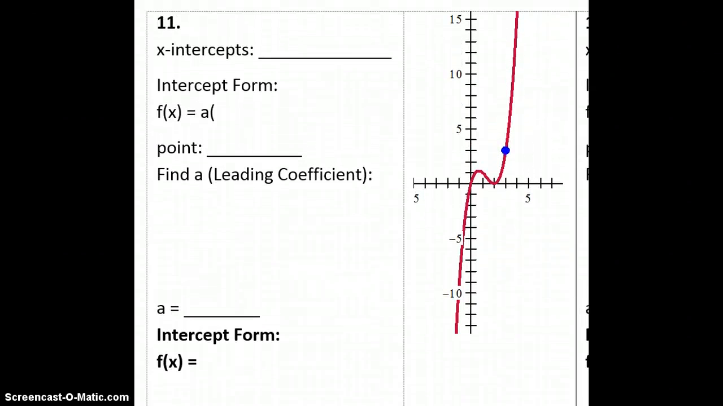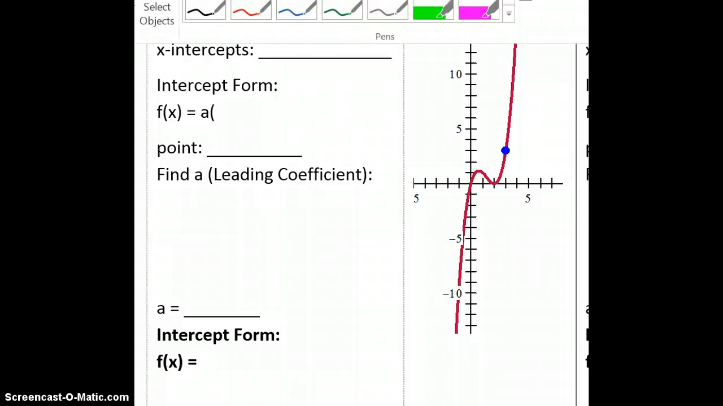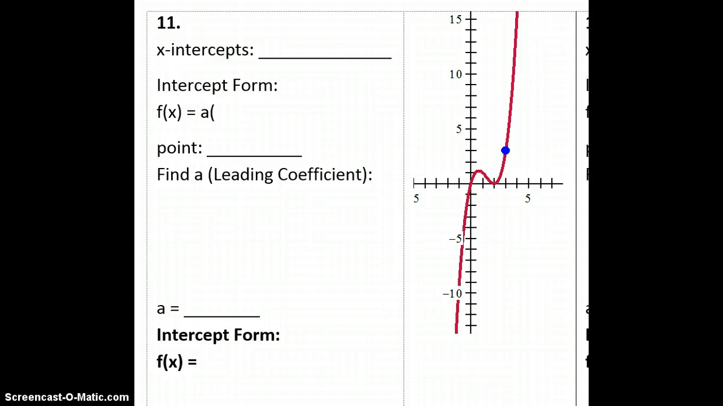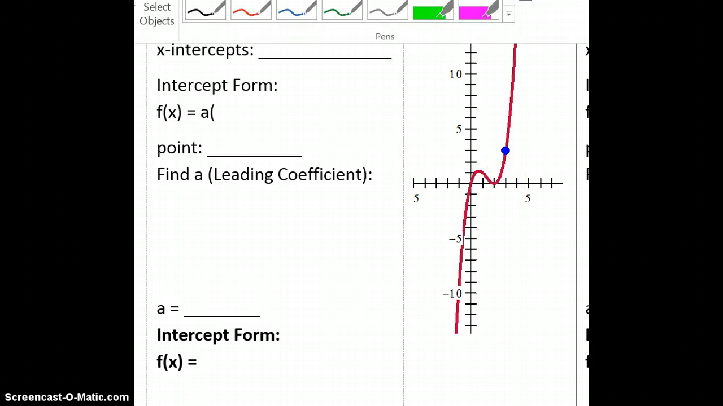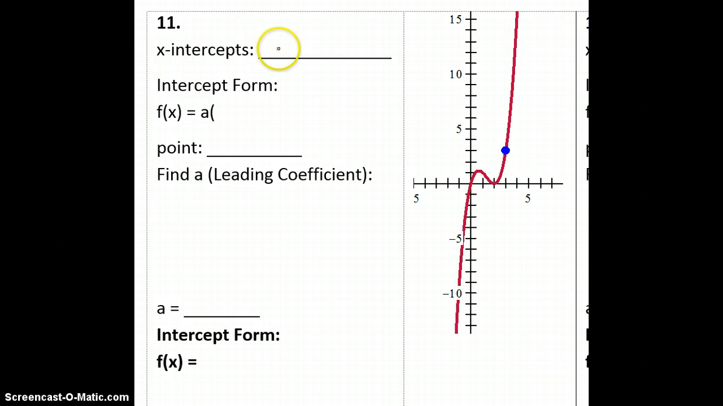Okay, so on number 11, we're going to go through the exact same process. And we have x-intercepts, and they are at 0 and 2. Now hopefully you have noticed that we only have 2 x-intercepts at 0 and 2, but this is clearly a cubic function. This is clearly an x to the third, so we should have 3.